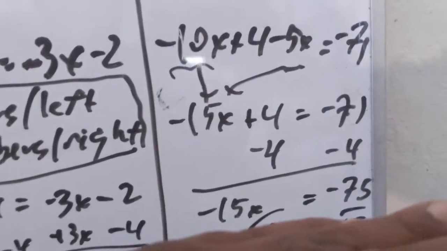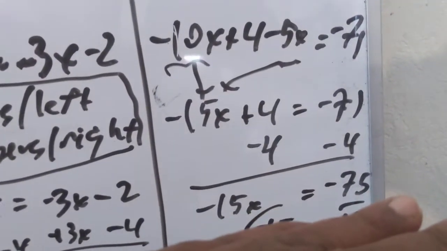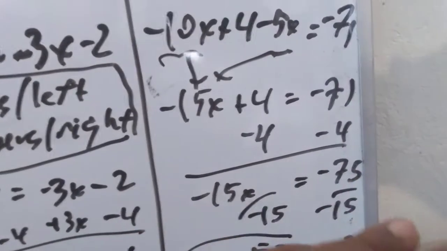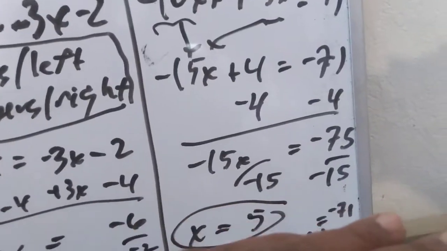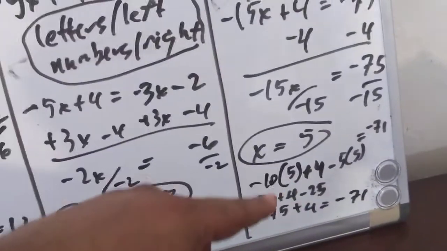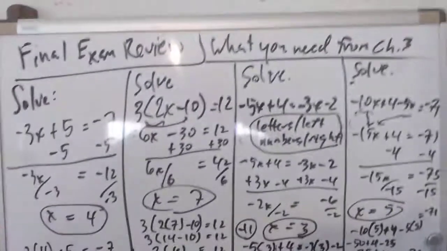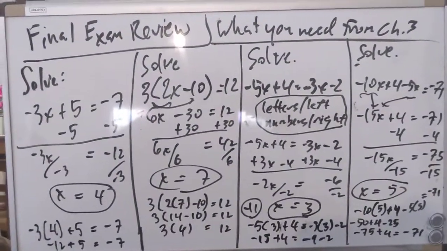And then when you put 2 negatives, you get more negatives. So it's negative 75 on the right, negative 15x on the left. Divide both sides by negative 15, and you get x equals positive 5. And when you put it back in, it all checks out to where negative 71 is on both sides. So that's all of it. And that's what you got.